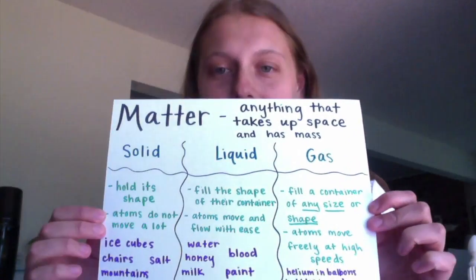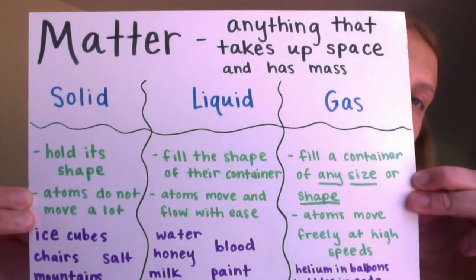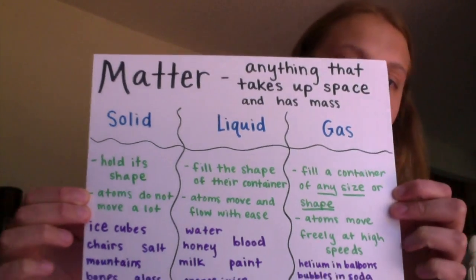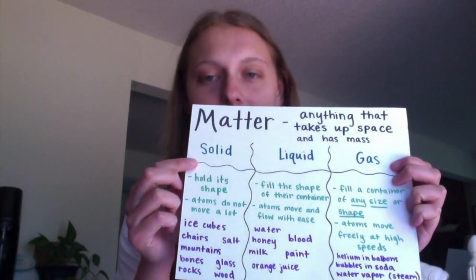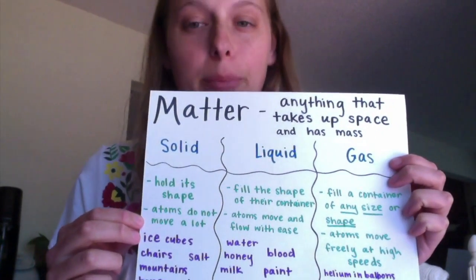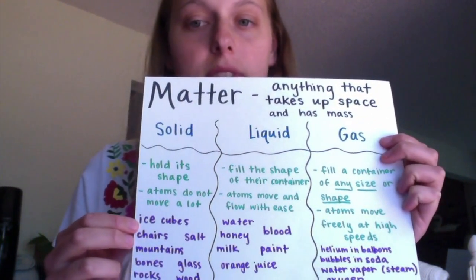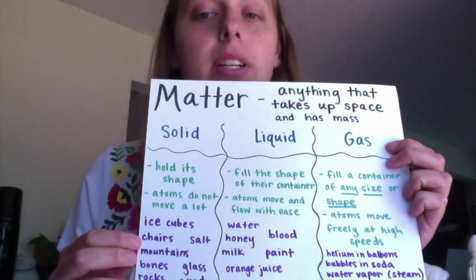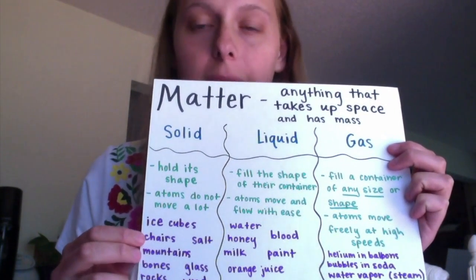So we've learned today about the three main types of matter. We've learned about solids. Solids hold their shape. The atoms inside do not move very much. Examples of the solids: ice cubes, chairs, mountains, bones, etc.